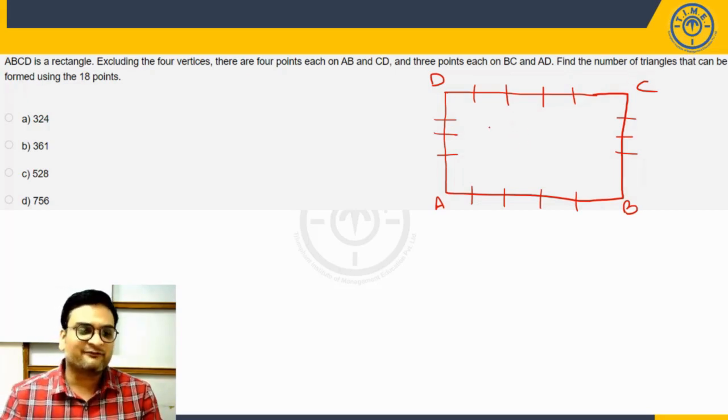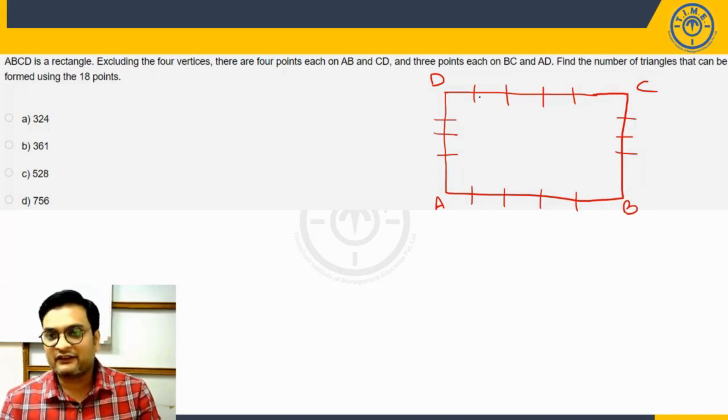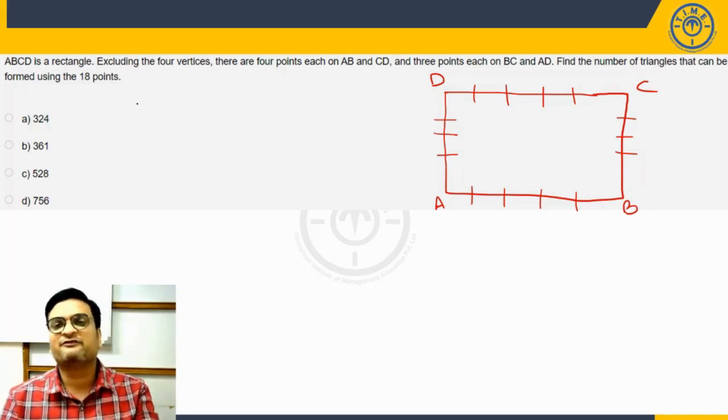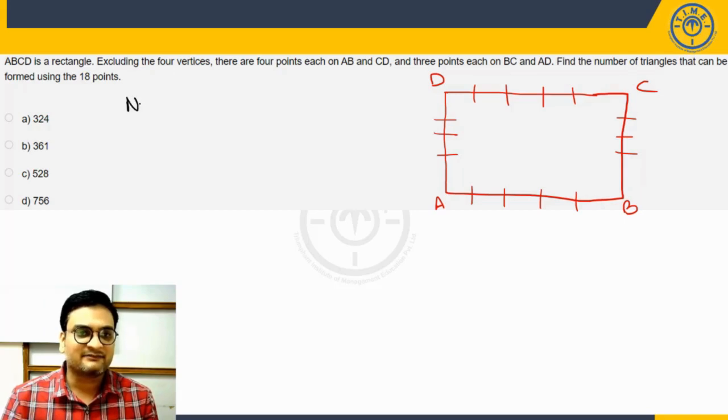Now look at the number of points that we have here. If you just count, it is 4 here, 8, 3 and 3, 6, 14, and these 4 vertices. Overall 18 points are there. Right? So what will be the number of triangles? Let's go for the general formula. How do we find the number of triangles if the number of points is given? My number of triangles is simply nC3. So in this case it's going to be 18C3.